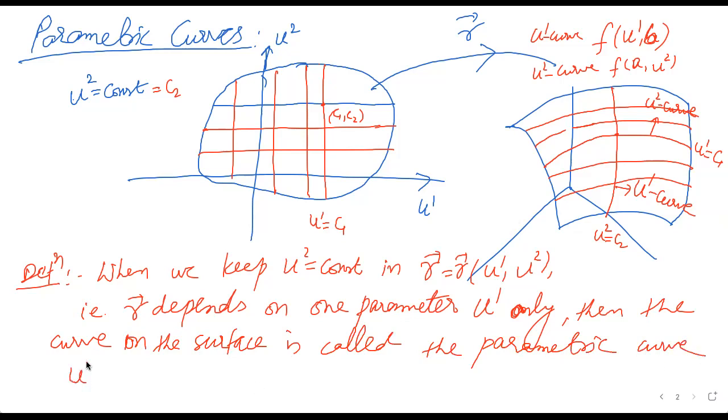Here u1 is changing, so u2 is equal to constant gives the u1 curve. Constant means this is the image of some line, from R2 to R3. So when we keep u2 constant in r is equal to r of u1 u2, it is called a parametric curve, u2 is equal to constant, or the u1 curve. Similarly, if you are fixing u1 is equal to constant, it is called the u2 curve. Together they are called parametric curves on the surface.